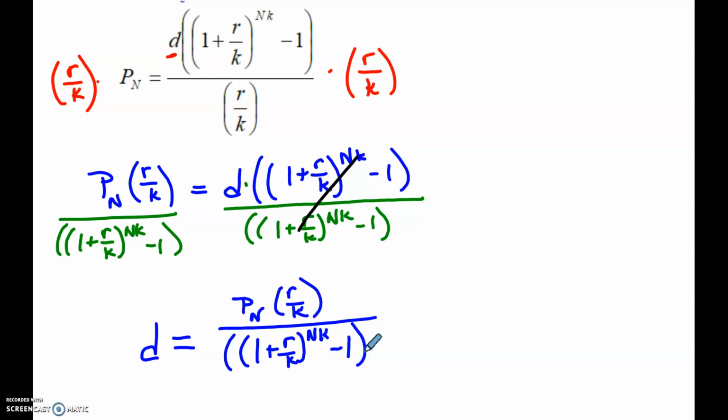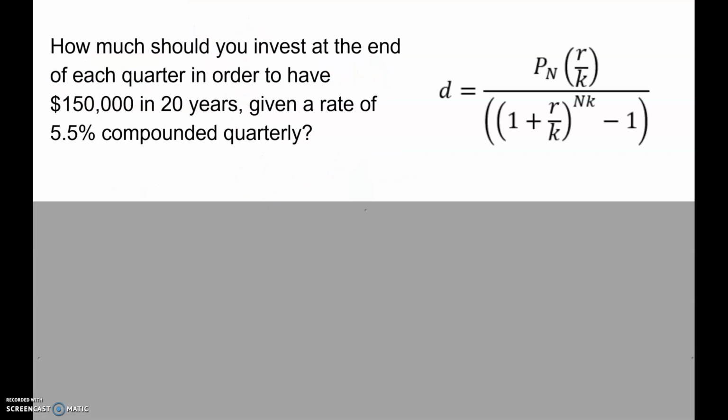Okay, let's use it. Here's a problem, and I wrote it out a little bit nicer this time. So here's the formula we just came up with, the D equals formula. It is solved for the deposits, and then we just calculate what's on the right. It says, how much should you invest at the end of each quarter in order to have $150,000 in 20 years, given a rate of 5.5% compounded quarterly?